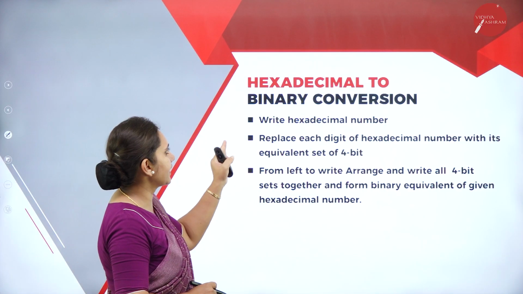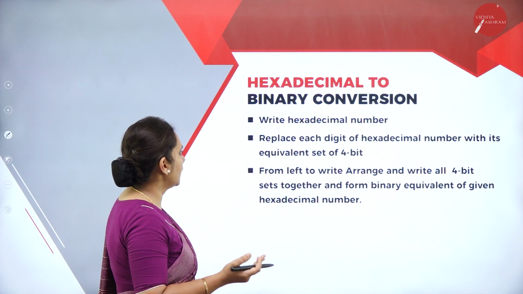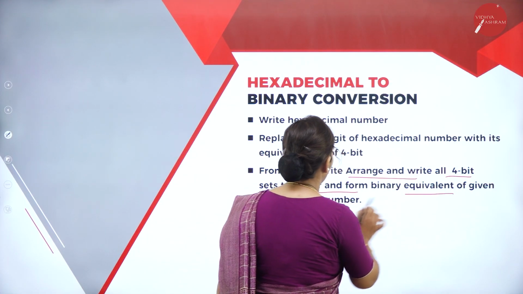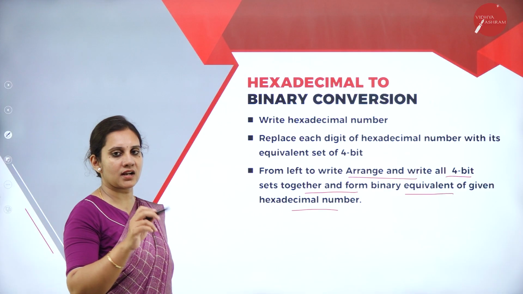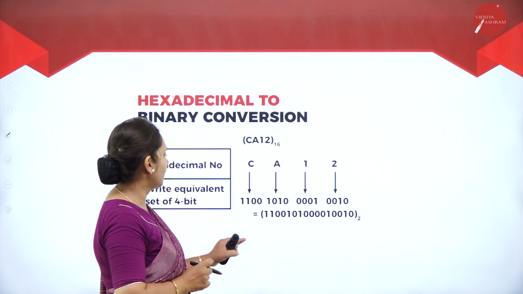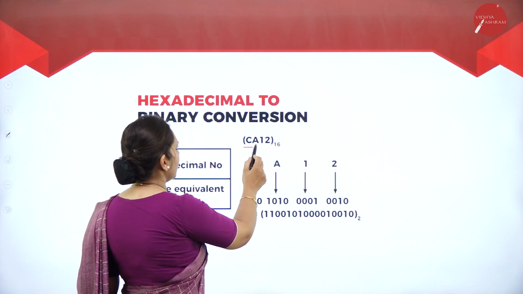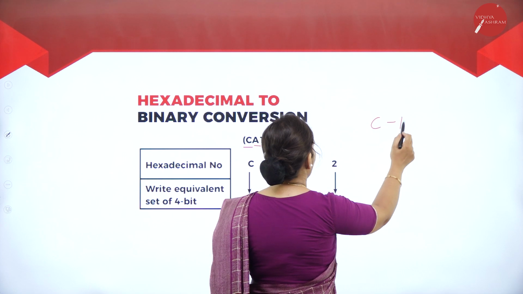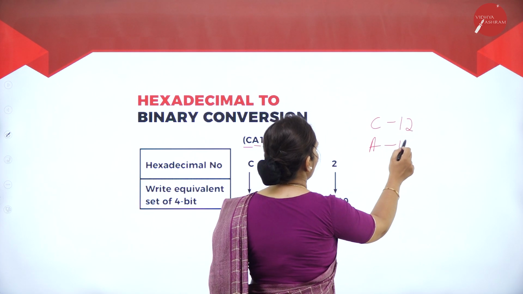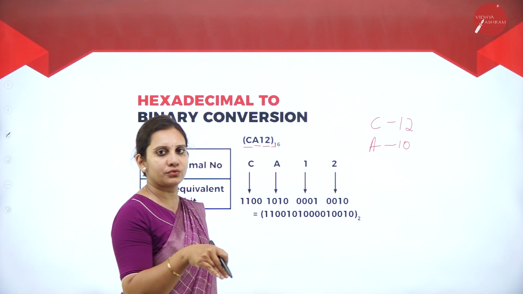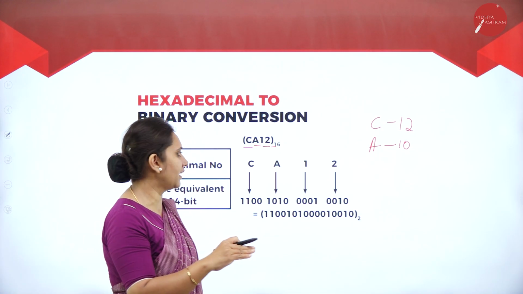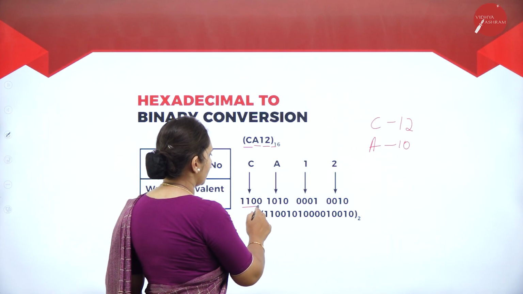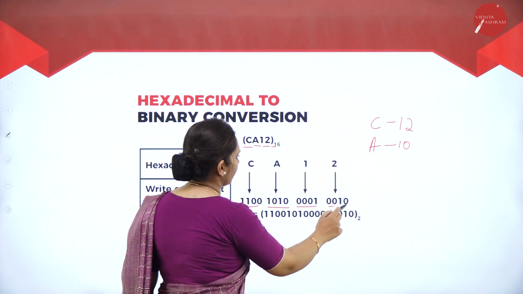Now let us understand hexadecimal to binary conversion. Here from left to right, I'll arrange all the 4-bit together to form a binary equivalent number, hexadecimal to the binary. Let us see here. Hexadecimal number is like this: CA 1 and 2. What does C represent? C represents 12 and A represents the 10. Because A to F, the numerical representation is represented by the characters. Okay. So, the 12 value you need to write here. Again, the A is 10, 1 and 2.